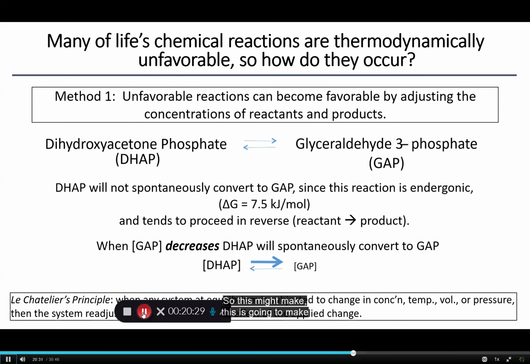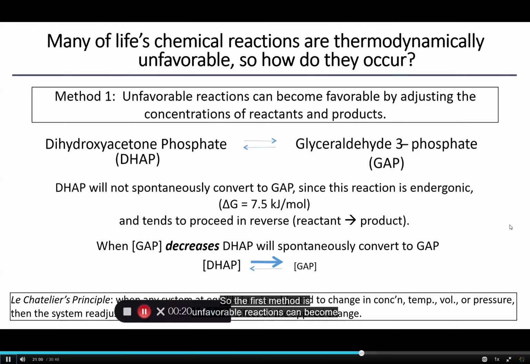Okay, so this is going to make more sense with an example. I'm going to give you two different ways in which we can make chemical reactions more favorable. The far majority of life's chemical reactions are thermodynamically unfavorable. So how on earth are they occurring in our bodies then? There are two different ways that we can do this.